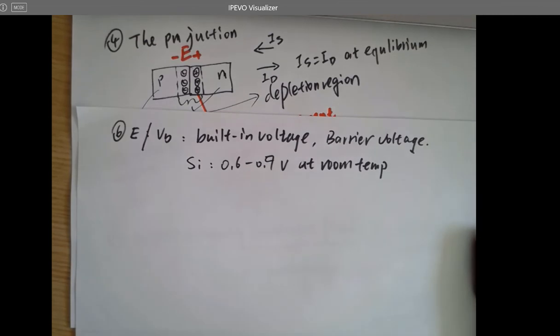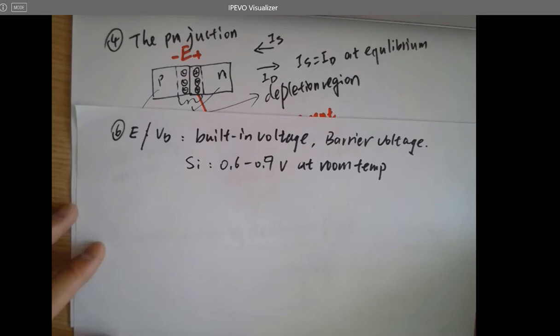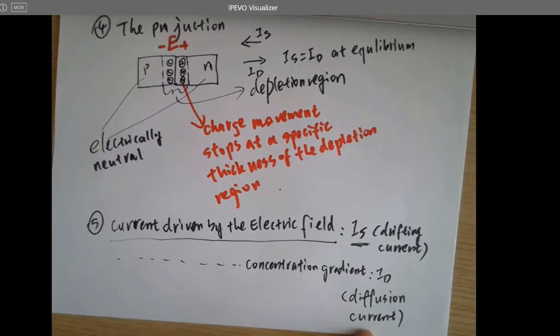Any questions before we do the quiz? ID is a diffusion current.